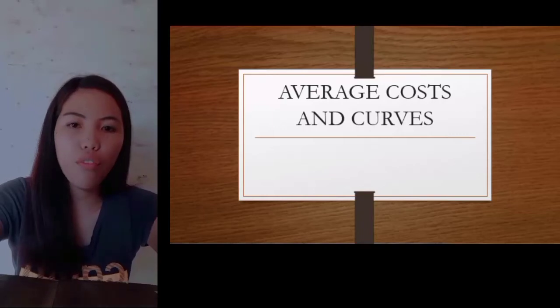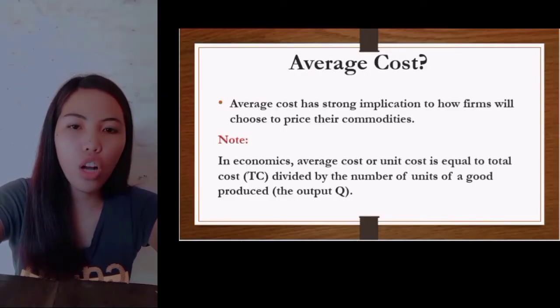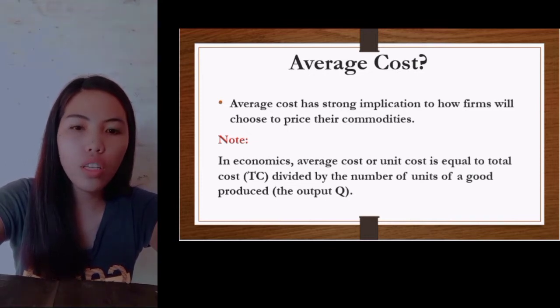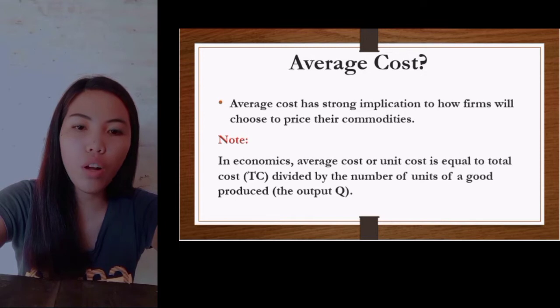What is average cost? Average cost has a strong implication to how firms will choose to price their commodities. So in economics, the average cost or unit cost is equal to the total cost divided by the number of goods produced, or the quantity.